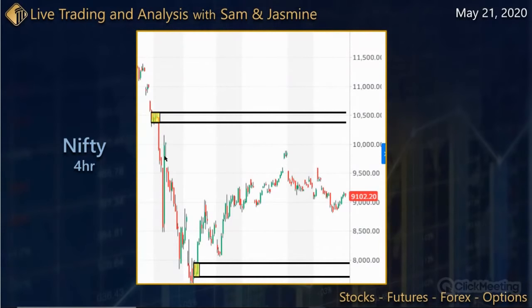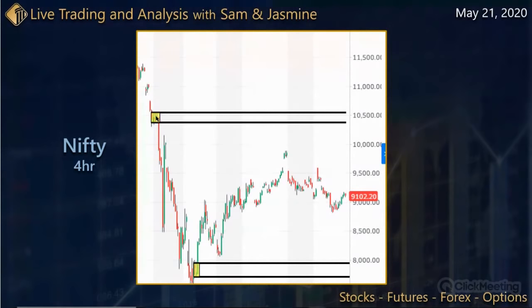Next, we look left, and yes, we can look inside here, but the proper thing to do if we're following our rules is to look above this pivot. And when we do that, we come to our fresh supply zone sitting right up here.